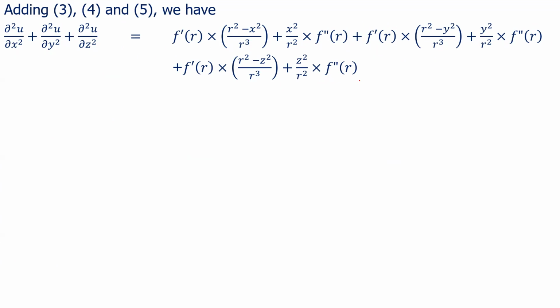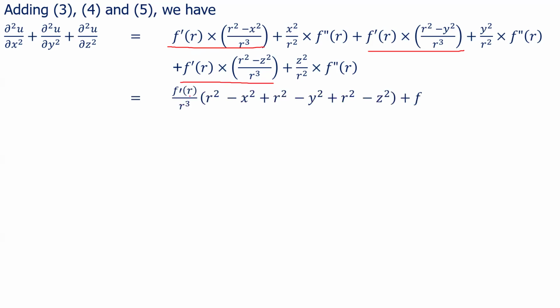Now, if we take the first part over here, in the first part, f dash of r upon r cube is common. So what is remaining over here? r square minus x square plus r square minus y square plus r square minus z square.